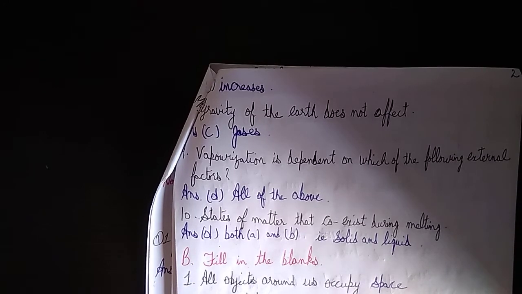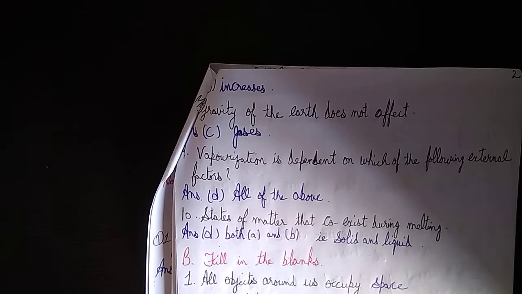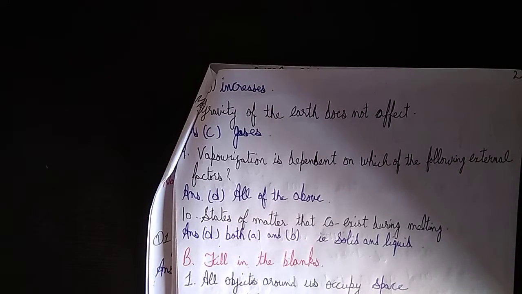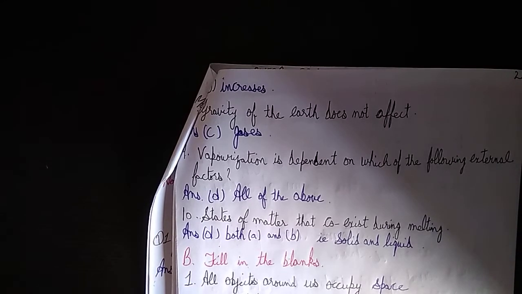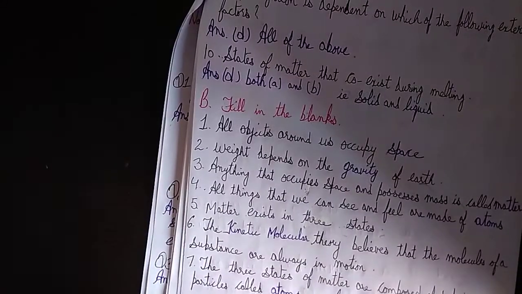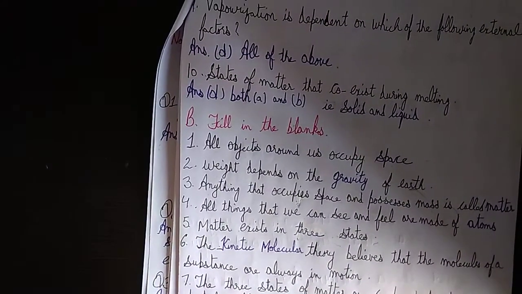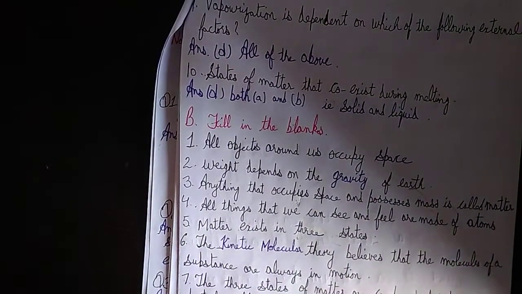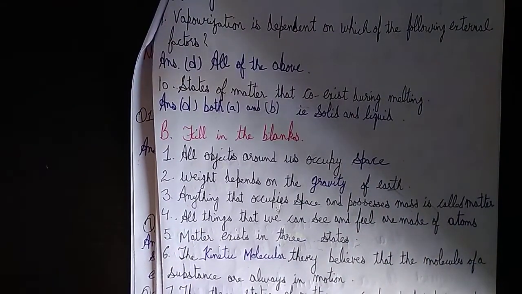State of matter that coexist during melting is solid and liquid. Means both solid and liquid states coexist during melting. Next, fill in the blanks. All objects around us occupy space.